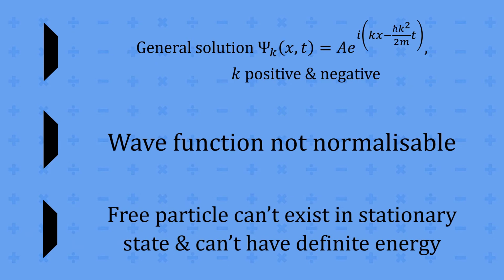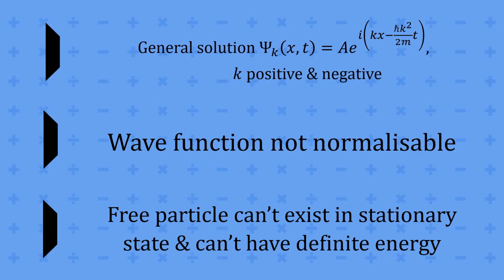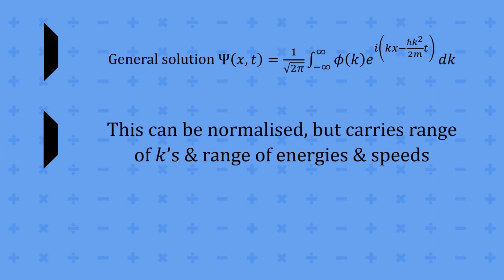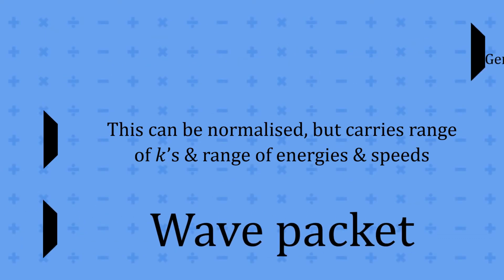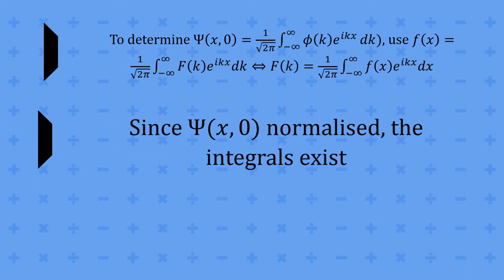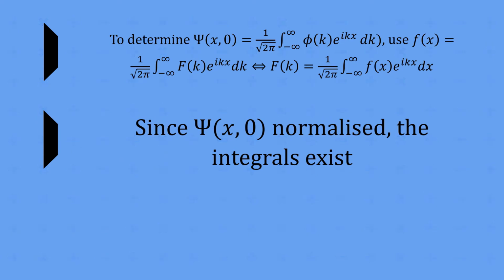However, the wave function is not normalizable, so a free particle cannot exist in a stationary state and thus cannot have a definite energy. But the general solution to the time-dependent Schrödinger equation is still a linear combination of separable solutions, and this wave function can be normalized, but it necessarily carries a range of k's, and hence a range of energies and speeds. We call it a wave packet. To determine phi of k to match the initial wave function, we use Fourier analysis.